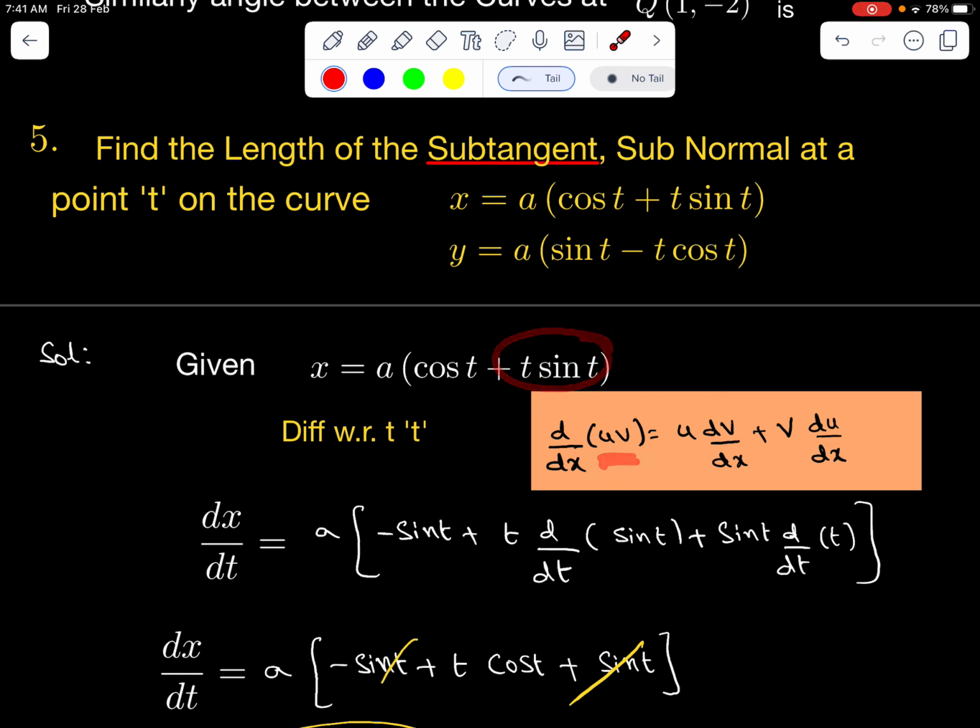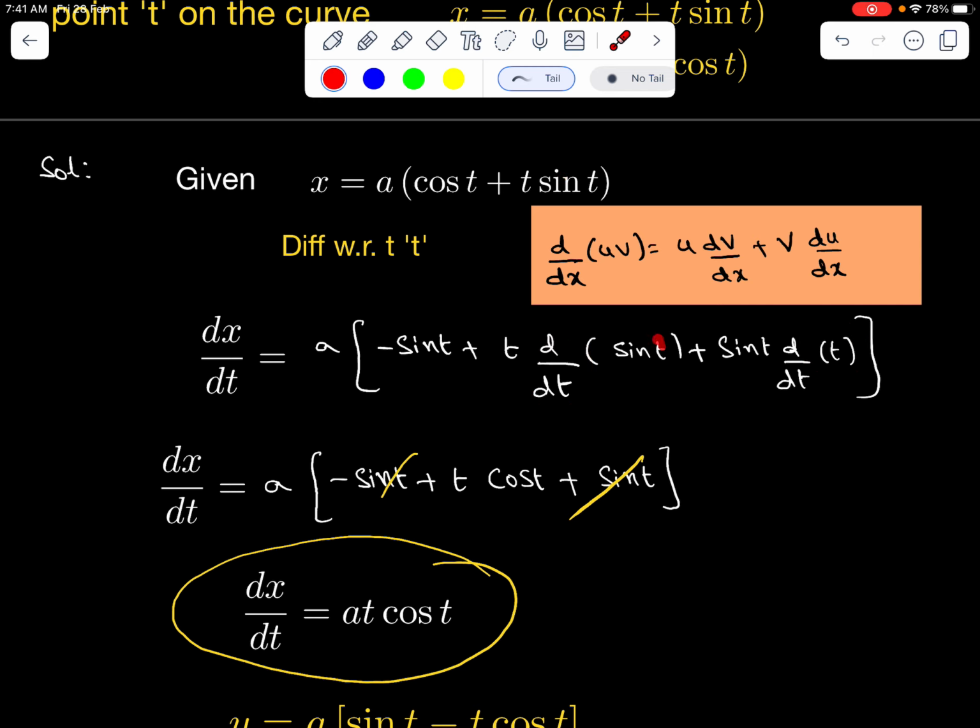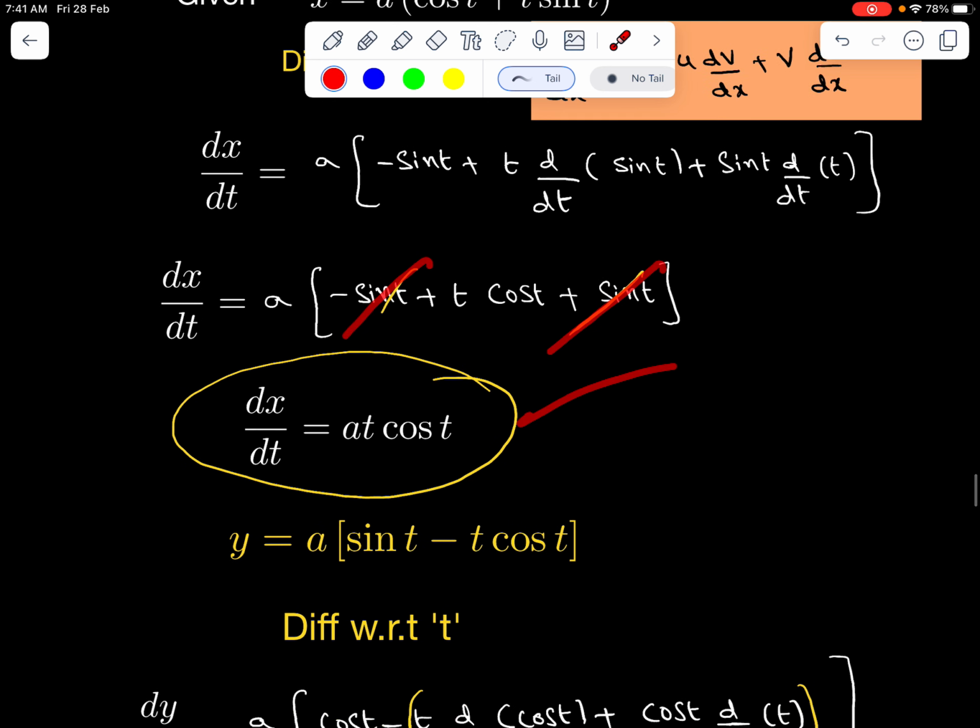The derivative of uv is u into dv by dx plus v into du by dx. dx by dt is equal to a into [cos t derivative, minus sin t, plus t into d by dt of sin t, plus sin t into d by dt of t]. The derivative of sin t is cos t and the derivative of t is 1. t sin t cancels. Therefore, dx by dt is equal to a t cos t.